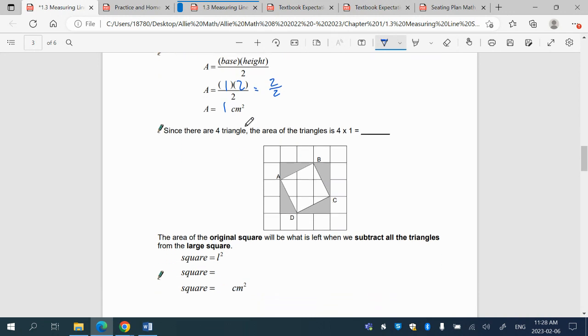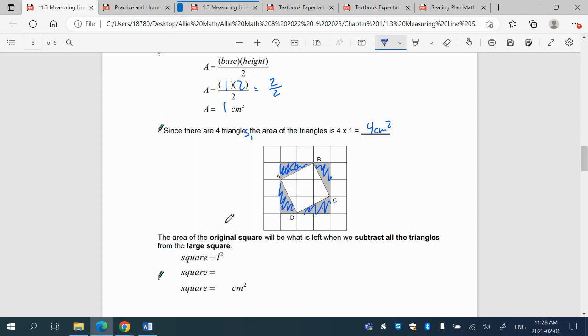Since there are 4 triangles, the area of the triangles is 4 times 1. So remember, we determined that the area of one of these triangles is 1 centimeter squared. So since there's 1, 2, 3, 4 of them, 4 times 1 is going to give us 4 centimeters squared. So we've just found out the collective area of all of these shaded parts is 4 centimeters squared.